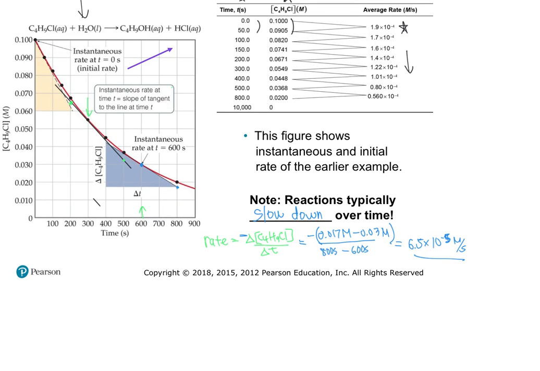So when I did this calculation earlier, I picked 500 seconds and 800 seconds, and I got a value of 6.7 times 10 to the negative 4. Both of those are right. Both of those are my approximation, and it's pretty close.